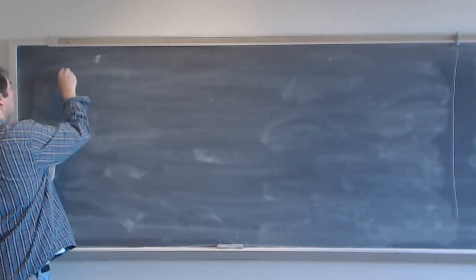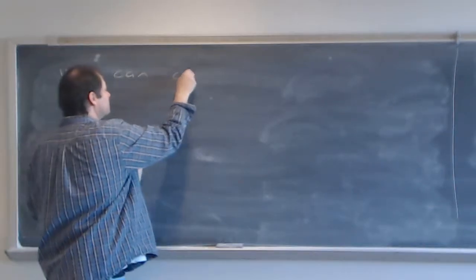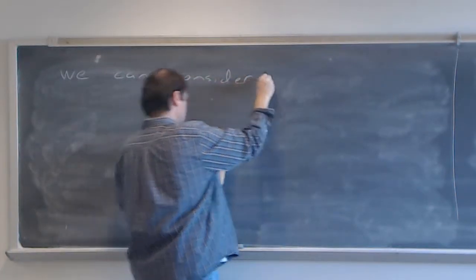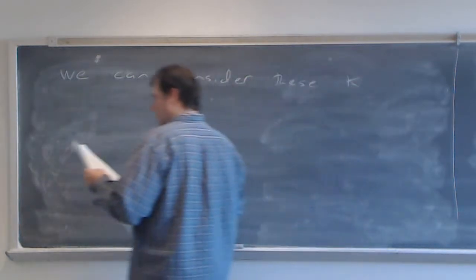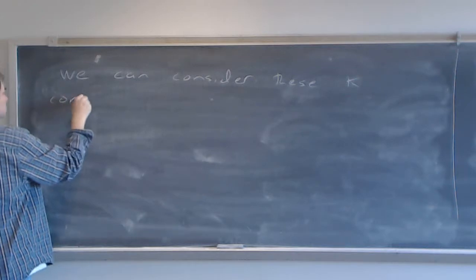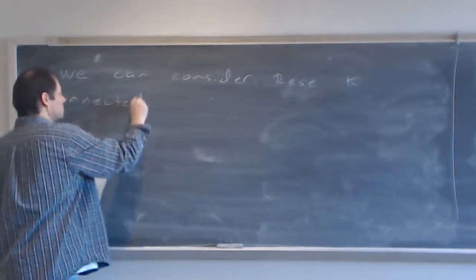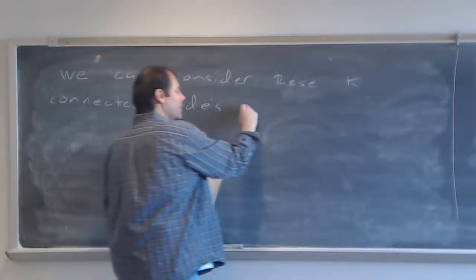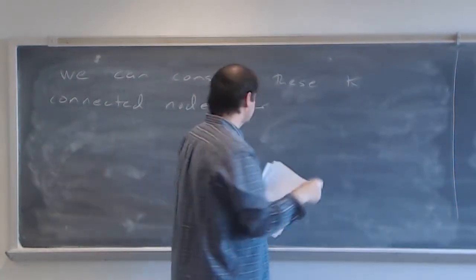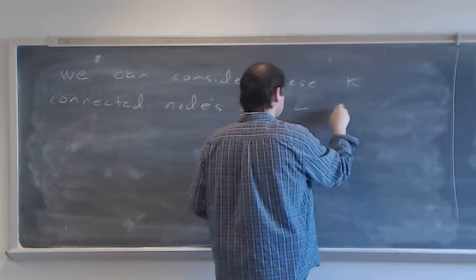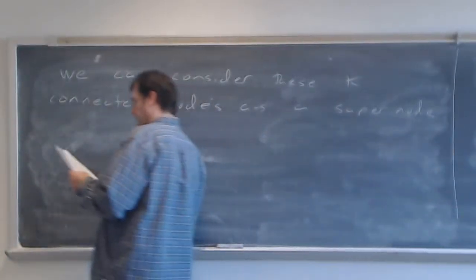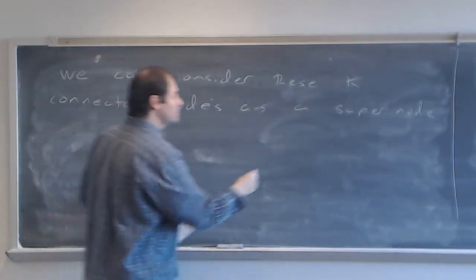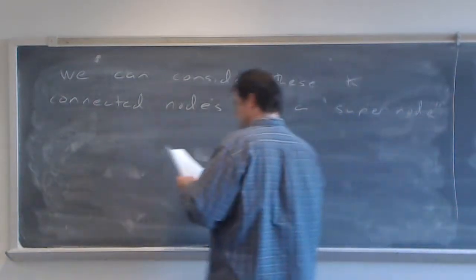Okay. So we can consider these k connected nodes as, and here's what I had called before, a supernova. It's a supernova. That's what we call it.